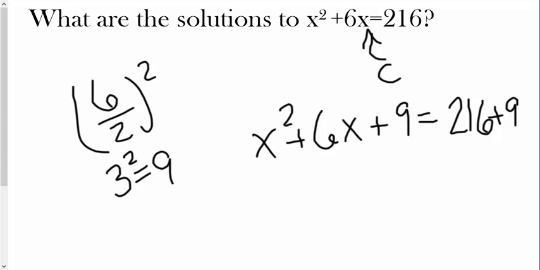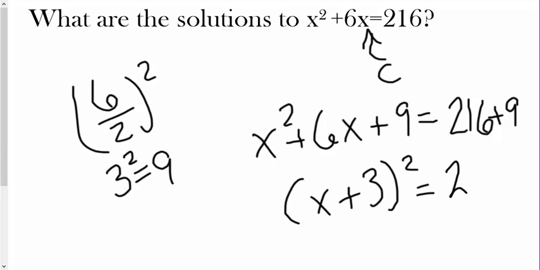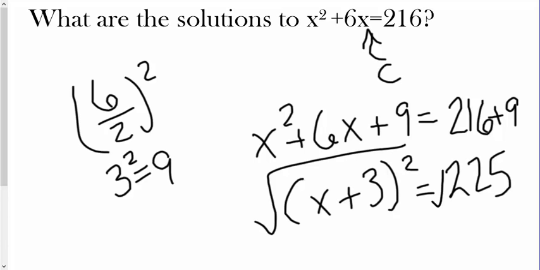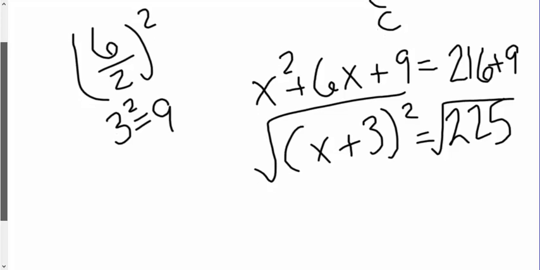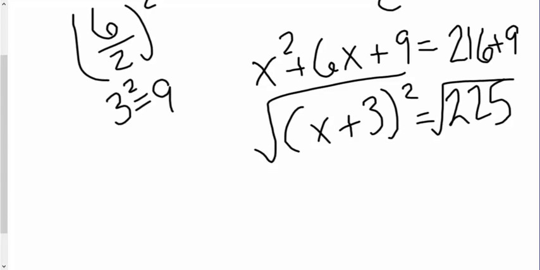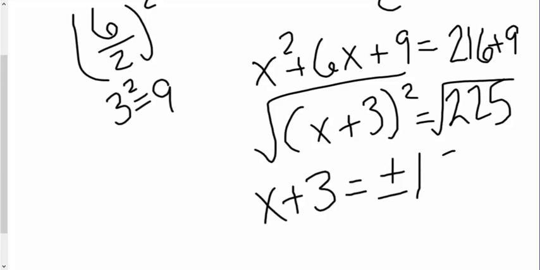So now this gives me (x + 3)² = 225. And this is where it starts to get interesting, because if I'm going to solve this problem, I'm going to have to take the square root. However, we know if we're taking a quantity squared and we're taking the square root of it, it's going to be a plus or minus. So this would be x + 3 = ±15.